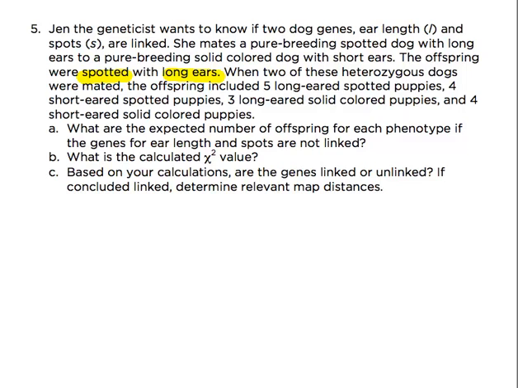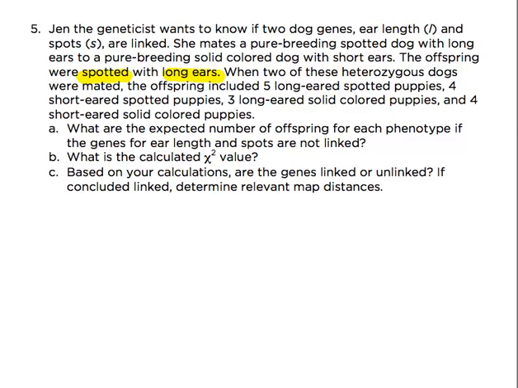For A, what are the expected number of offspring for each phenotype if the genes for ear length and spots are unlinked? So let's define our alleles first. There's ear length, which is gene L, and there's spots, which is gene S. Now, which one is dominant? When you look at two pure breeding homozygous individuals crossed with each other, the heterozygote offspring were spotted with long ears, which is what I highlighted. That means that spotted is dominant over not spotted, and long ears is dominant over short ears.